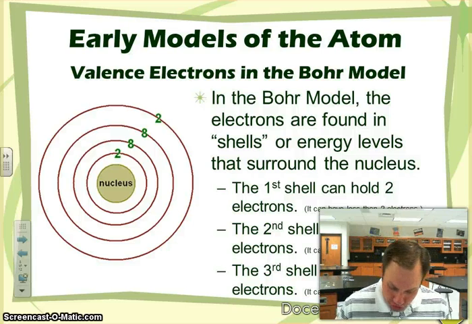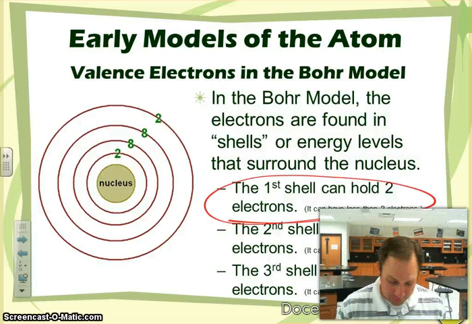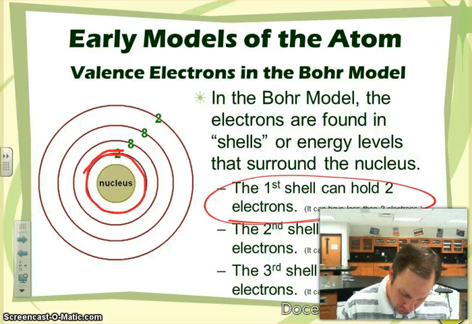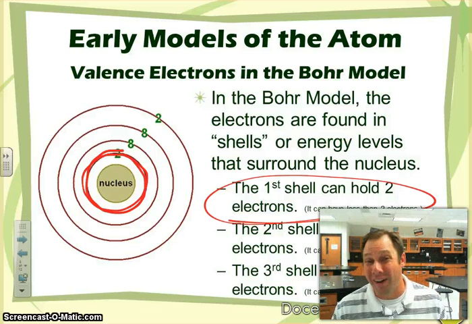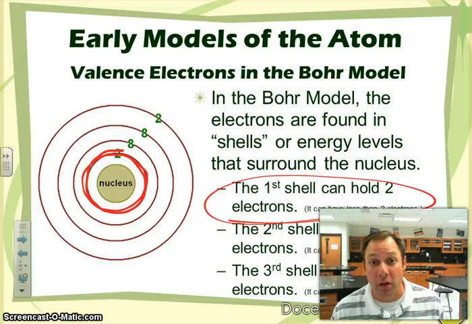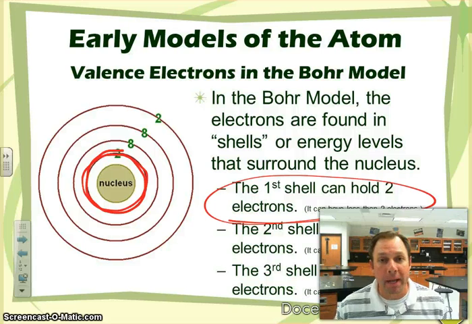So in this first shell, you can see that we have up to 2 electrons. This first shell can hold up to 2 electrons. Now, it's important to note not all atoms have 2 electrons. For example, the hydrogen atom only has 1 electron. But in this particular shell, we'd have up to 2 electrons.